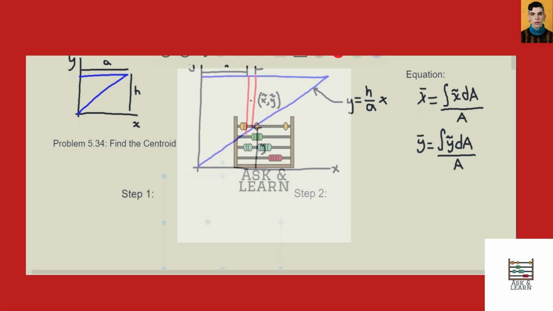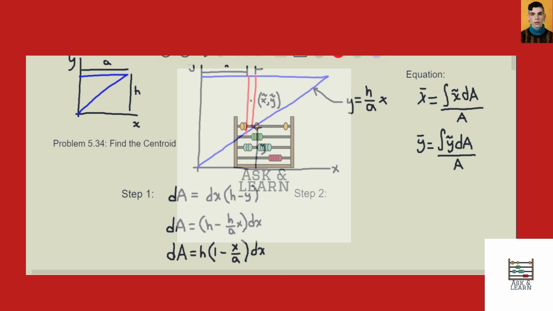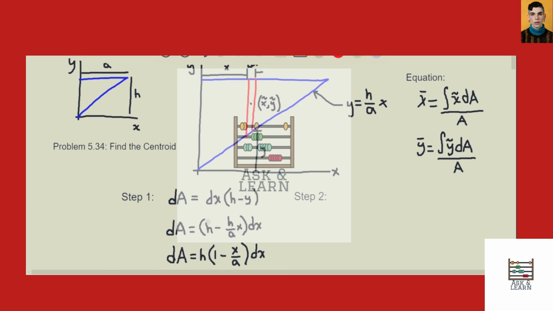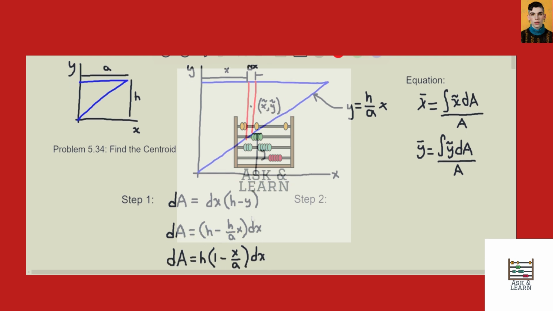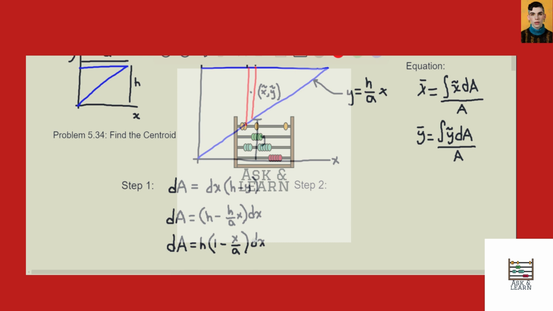Are you ready? Okay, perfect. Step 1 is going to be dA, the area of the little slice, and that's going to be equal to base times height. The base is dx, and the height is h minus y. Now what I've done is plugged in h over a times x for y and simplified.